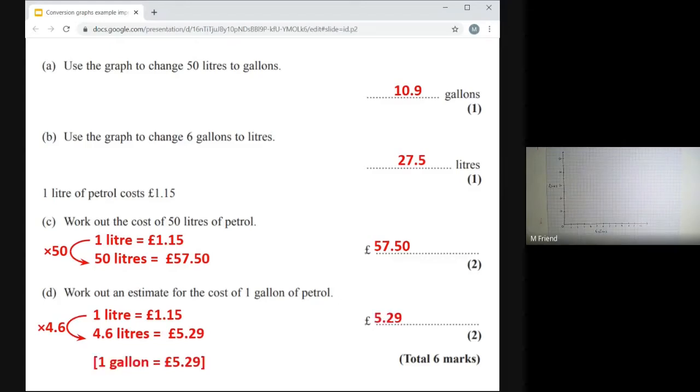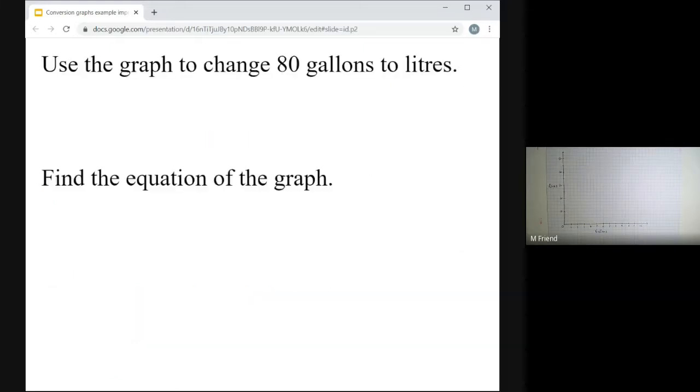4.6 litres is 1 gallon. That's the same thing. So the answer to the question is £5.29. Now, this was a very specific exam question, but there are other skills which you need to do which weren't on this particular question. So here's an example.